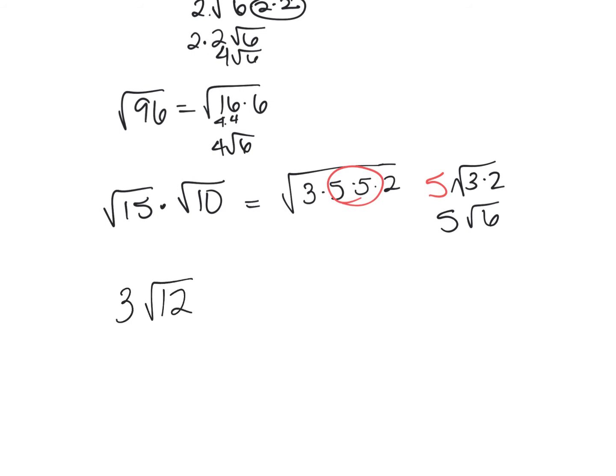We have 3 square root 12. That 3 on the outside is just going to multiply by whatever comes out of the square root. Here again, we want to use 4 times 3, right? We can use 6 times 2, but that doesn't get us there fast. If you can think of a factor that is a perfect square of the number, you want to look at that first. So 3 times the square root of 4 times 3.